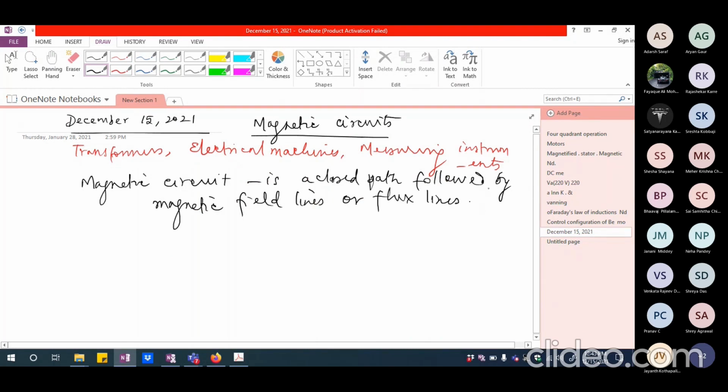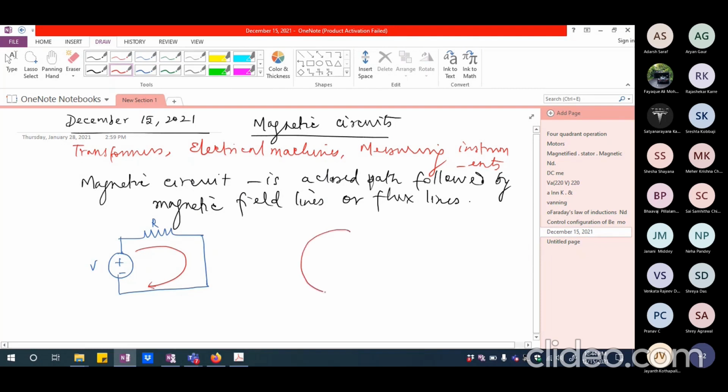Okay. First of all, we have to understand what a magnetic field line or flux line is, and what we mean by it following a closed path. Just like a current can flow, if I talk about a voltage source connected to a resistance, the current can flow only if there is a closed path. If there is no closed path, there cannot be any current. The same way, a magnetic flux line or field line has to have a closed path. Without a closed path, it will not be able to flow at all.